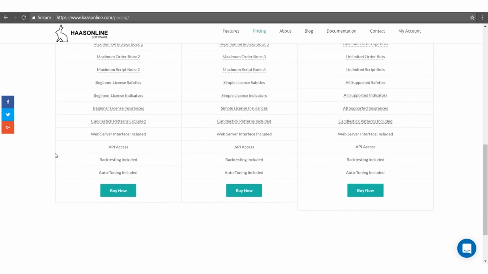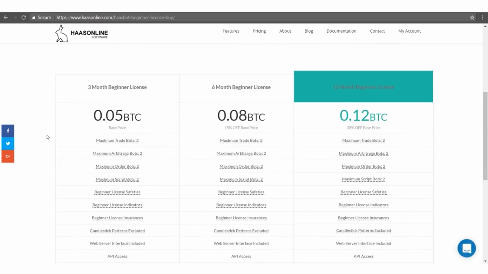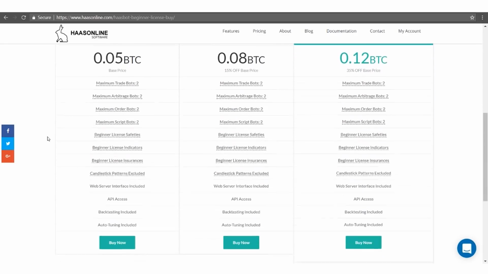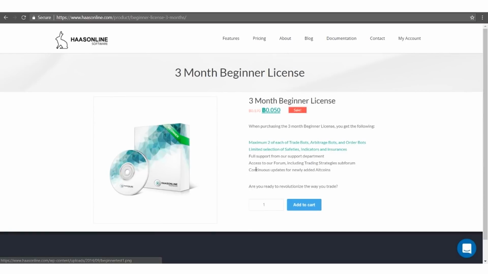Once you've decided which license you want, click on the green Buy Now button and it will redirect you to pick out the duration of license you want. You have the choice between a 3-month, a 6-month, and a 12-month license. Once you've made your decision, go ahead again and click on the green Buy Now button and you'll once again be redirected to the cart page. You have to decide how many of the licenses that you want. I'm going to stick with 1 and click on Add to Cart.